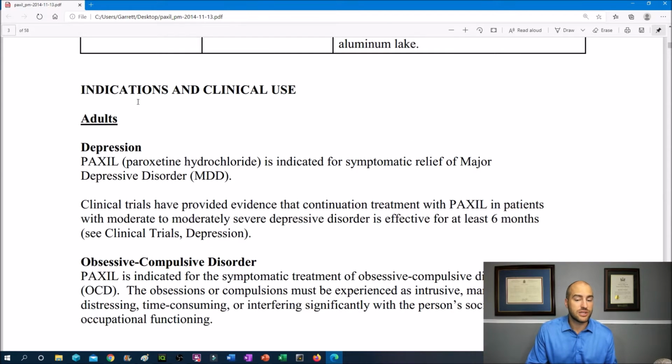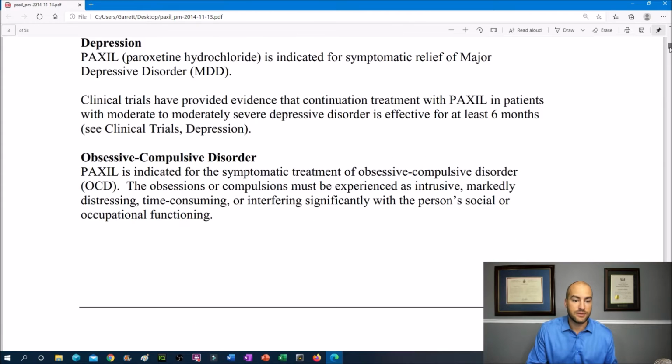So indications and clinical use. For adults in depression, Paxil, or again paroxetine hydrochloride, is indicated for symptomatic relief of major depressive disorder, or MDD. Clinical trials have provided evidence that continuation treatment with Paxil in patients with moderate to moderately severe depressive disorder is effective for at least 6 months. So that's what the clinical trials showed in depression.